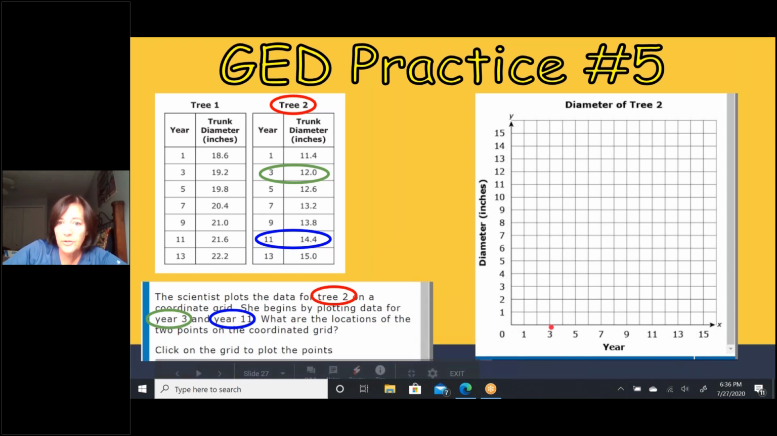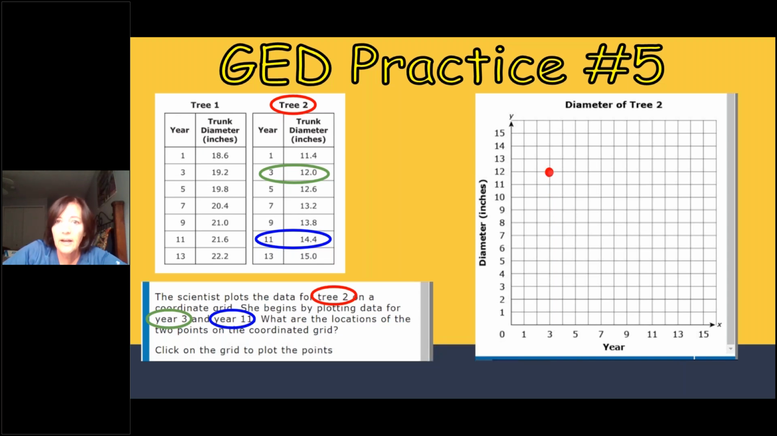I go over to year 3. I go up to 12 inches. I'm very careful to stay lined up. And I'm going to click. And there is my first point.